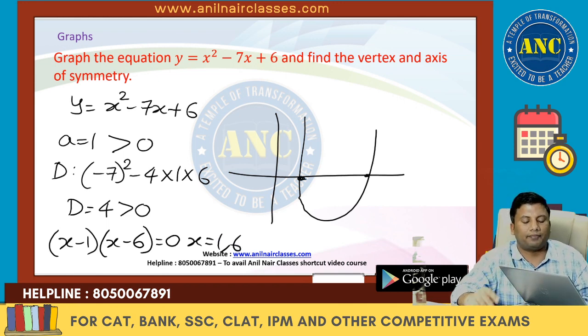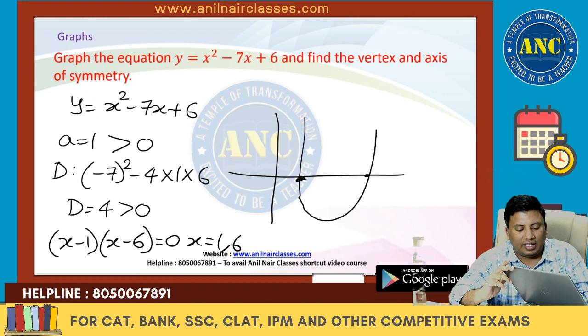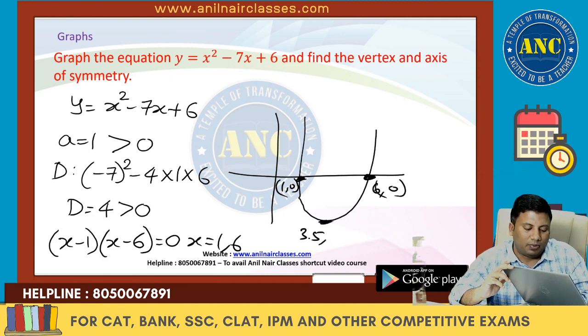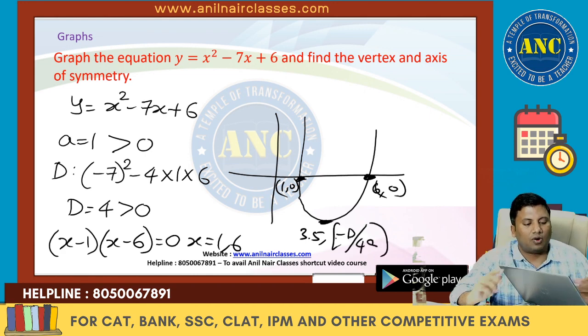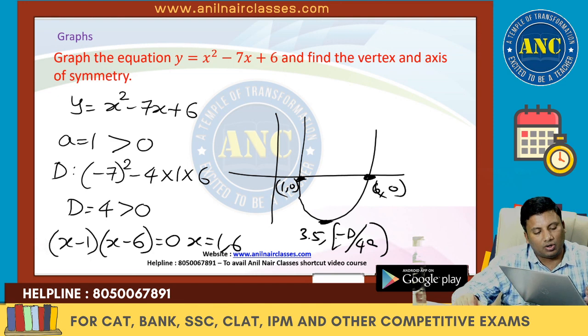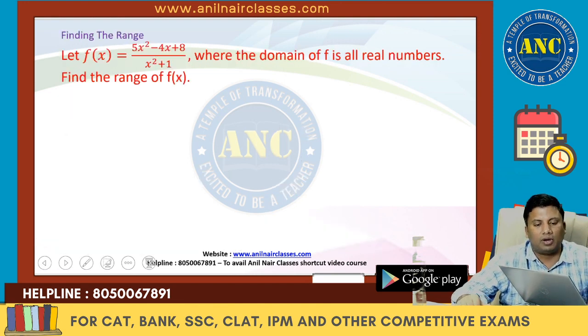This is the graph. Find the vertex. This is nothing but 1 comma 0. This is nothing but 6 comma 0. The mean of that value is 3.5. Substitute it in minus D by 4a. I hope right now it is clear to you. Now we will do some sample questions.